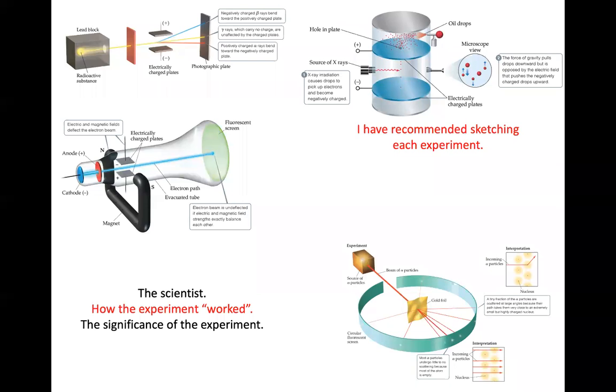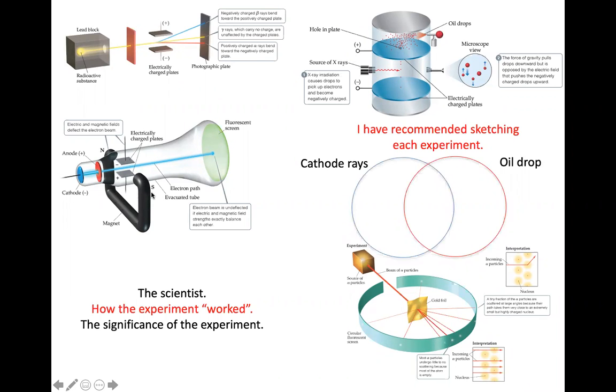To me, that helps me summarize and remember what's going on. Another suggestion I found would be to pick two of the experiments and make a Venn diagram. In the blue circle would be things pertaining to cathode rays. The red would be pertaining to the oil drop experiment. And in between would be things that are common to both. So in order to fill in something like this for yourself, you need to know what was going on.